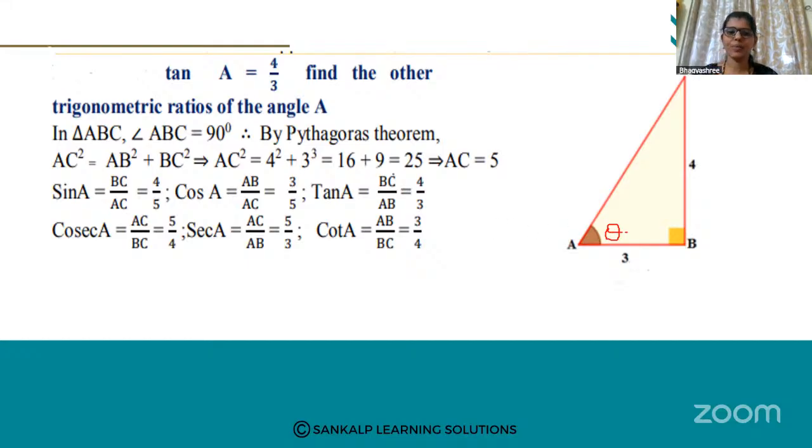Find other trigonometric ratios. See, dear children, they have given the tan theta value, and we need to find out other trigonometric ratios. That means we need to write all 6 trigonometric ratios. 1 trigonometric ratio they have given, so we need to find out 5 trigonometric ratios. Let's see which ones.